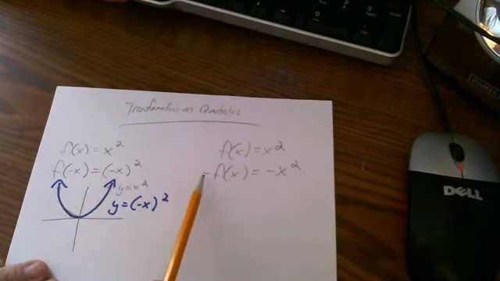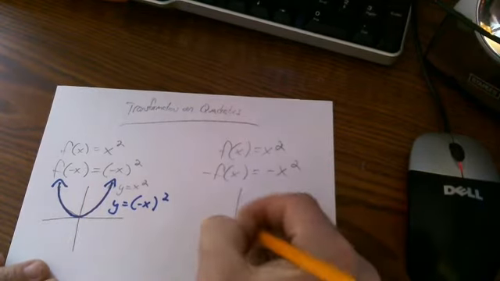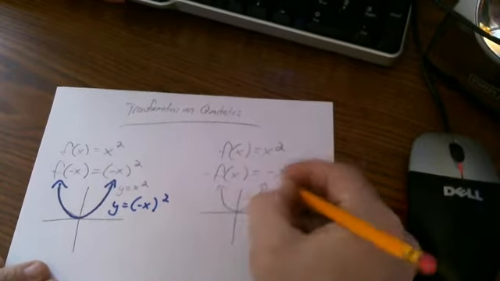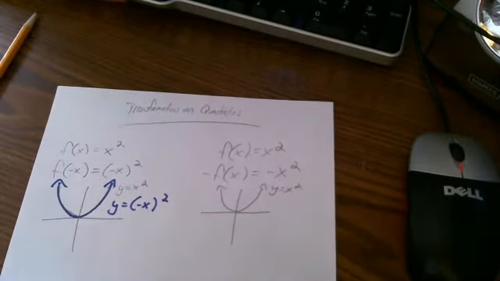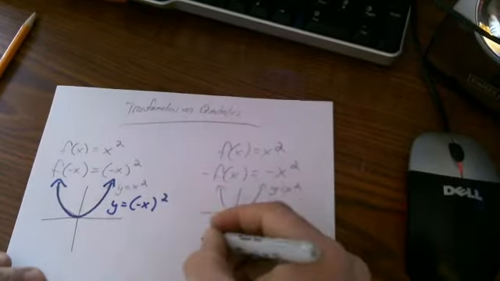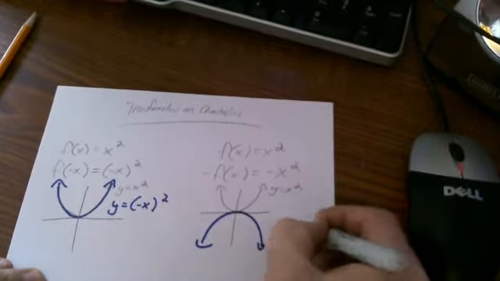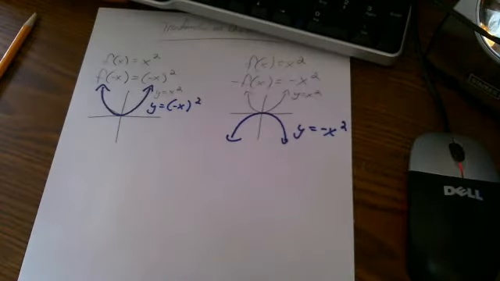So using function notation, I should recognize that this is asking me to negate my y value, which means it's a reflection over the x-axis. This is the graph of y equals x squared. And if I reflect that over the x-axis, this is the graph of y equals negative x squared. Now let's do one more reflection here.